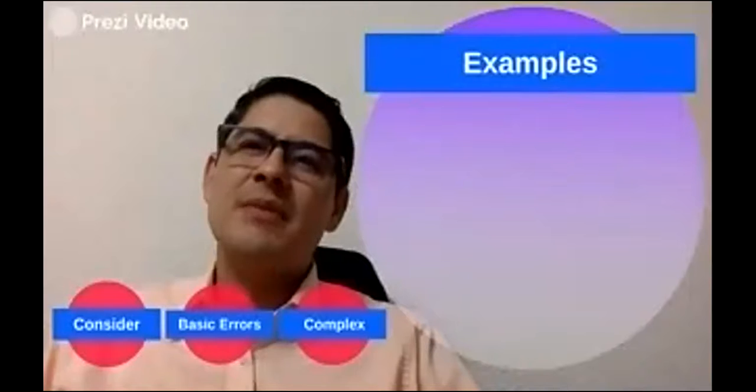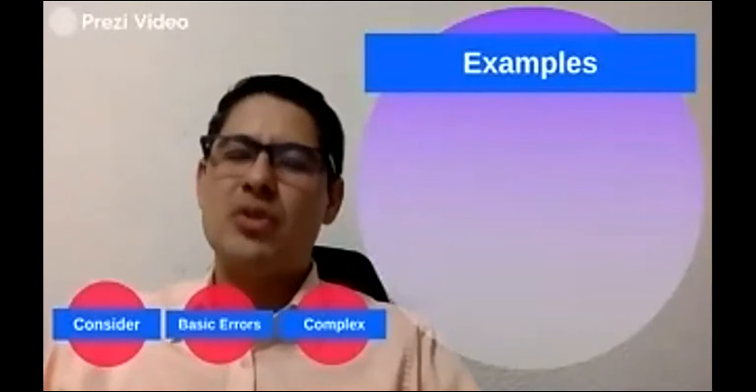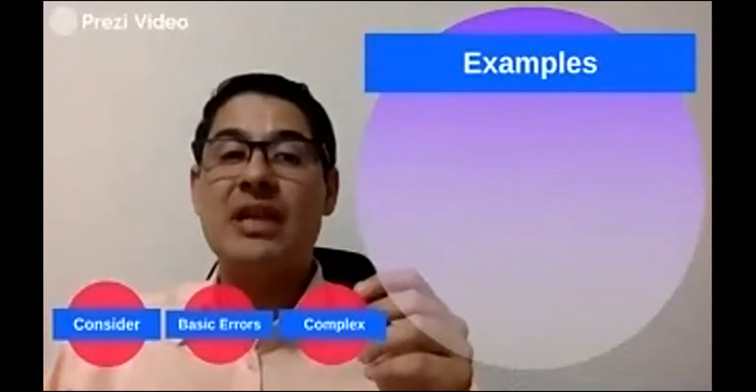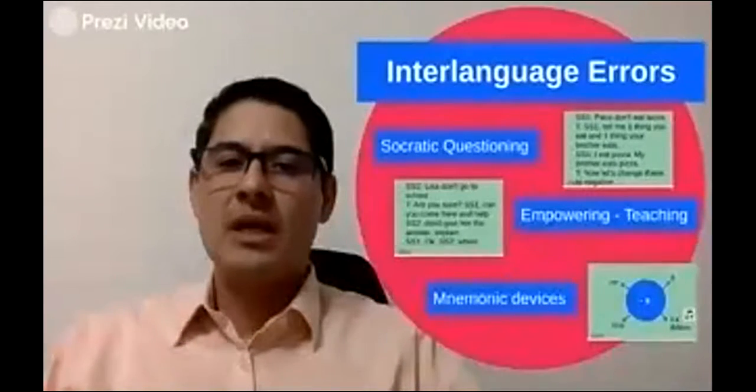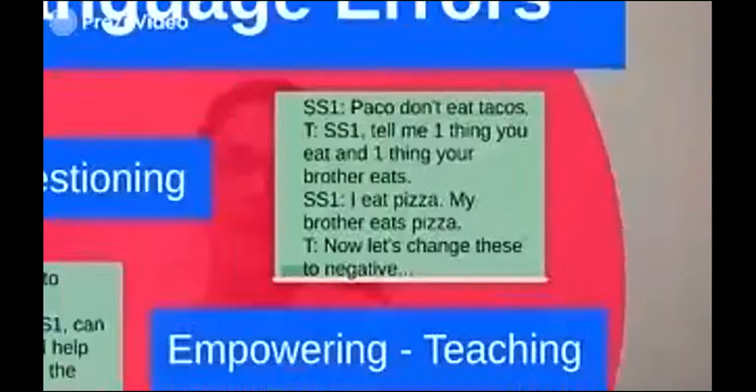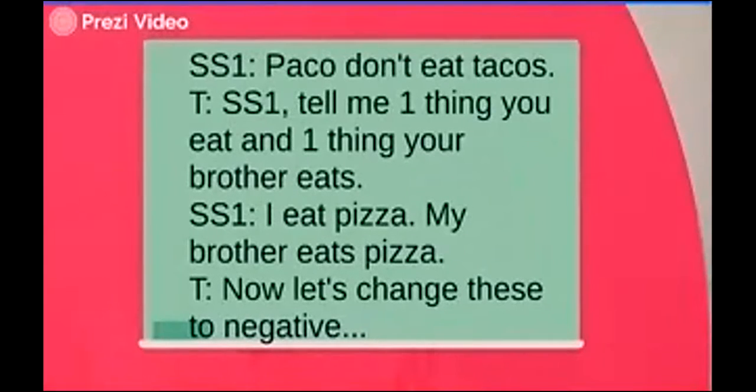Now we're going to see some of the more complex ways to help students, especially when they have interlanguage errors, mistakes that are very, very consolidated. So let's see some interlanguage errors. This is a small conversation, okay? Student 1 says, Paco, don't eat tacos. The teacher says, student 1, tell me one thing you eat and one thing your brother eats. The student says, I eat pizza, my brother eats pizza.